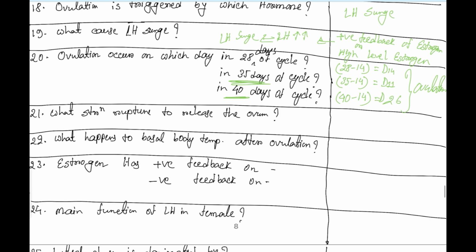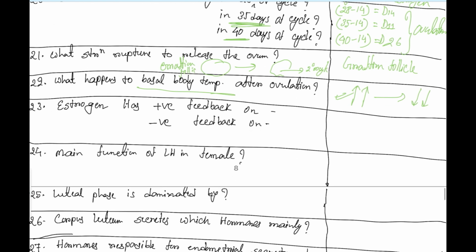If I ask you what structure ruptures to release this ovum, so mention your graafian follicle. This graafian follicle gets ruptured and releases the secondary oocyte. So what structure ruptures? The answer will be the graafian follicle. If I ask you what happens to the basal body temperature after ovulation, you will answer it as increase. First increase, then sudden drop. So the first answer will be increase.